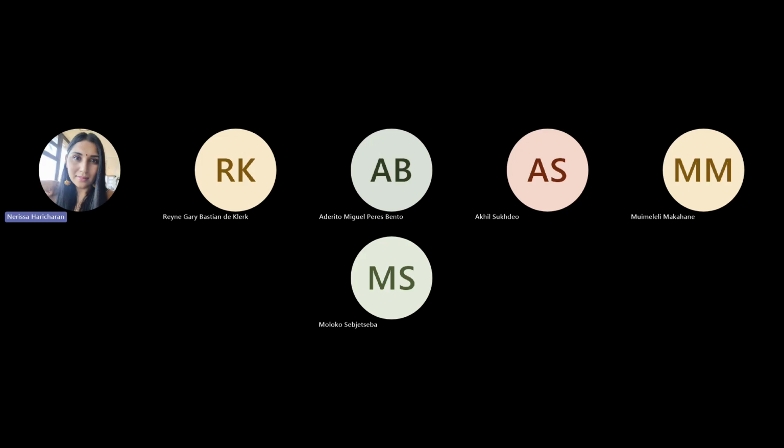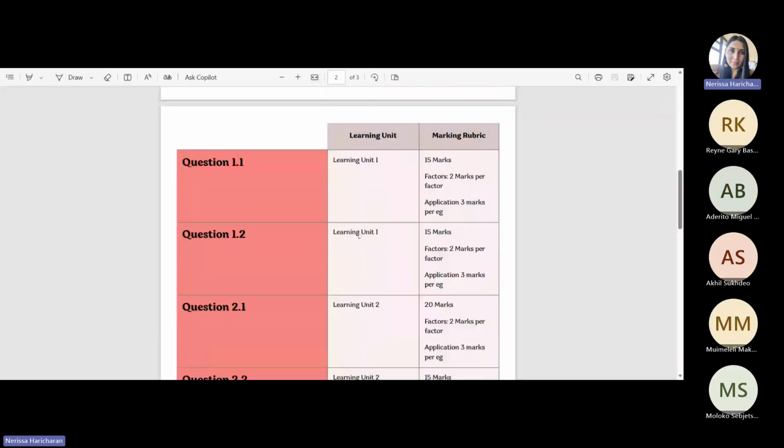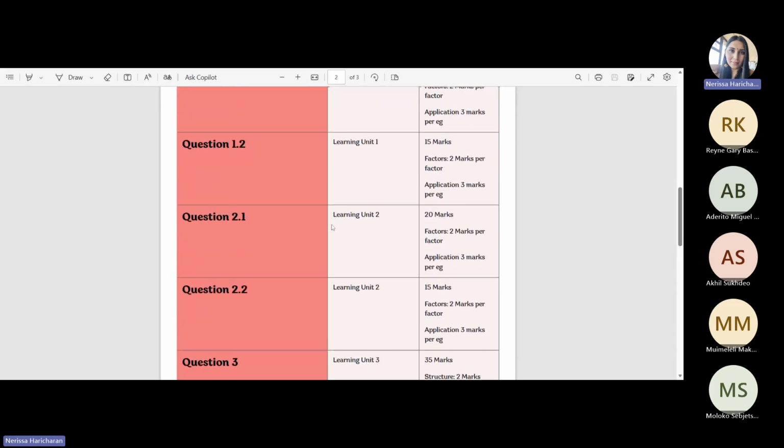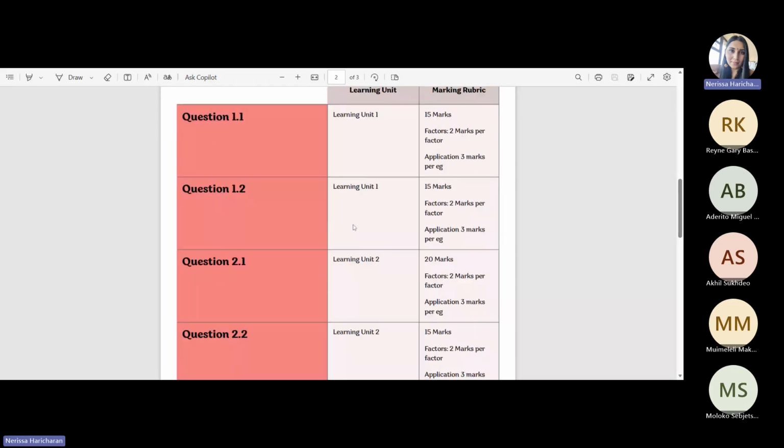Just want to share my screen quickly. So, the pacer. Basically, this is what the pacer looks like. I broke it down per question, from question 1.1 right down to question 3. So there are 5 questions in total.